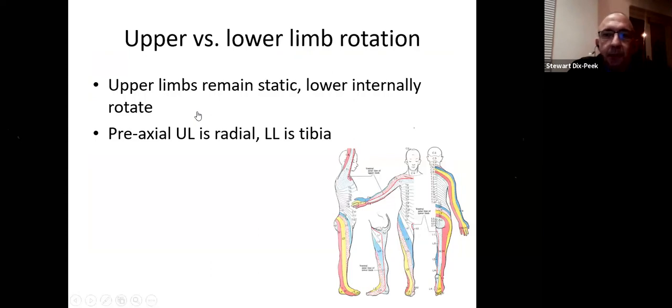And there's this question of rotation, and Michael started talking about this, that you would have external rotation, placing your thumb lateral, and that's in the upper limb, whereas the opposite occurs in the lower limb. You have internal rotation, placing the hallux, your big toe, medial. And that just explains a little bit about why your preaxial hand is lateral, preaxial foot medial.